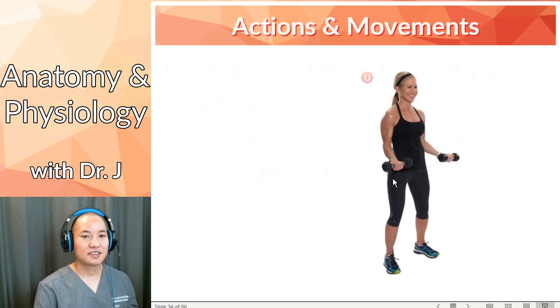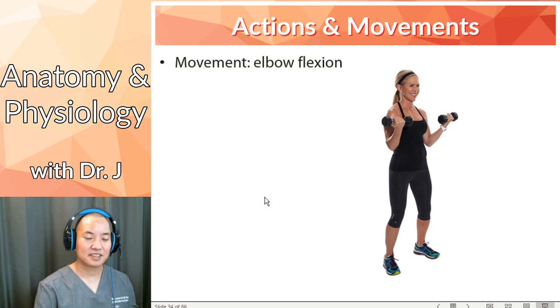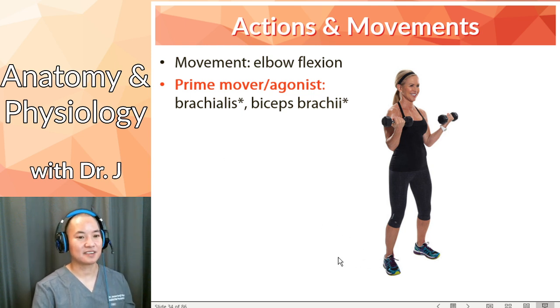Okay, so then here's another example of a movement, and here we have a simple dumbbell curl, right? But what do you call that movement of the forearm at the elbow joint? What type of movement do we call that? We call that elbow flexion. And prime mover and agonist, so here we have brachialis and biceps brachii. I put an asterisk there.